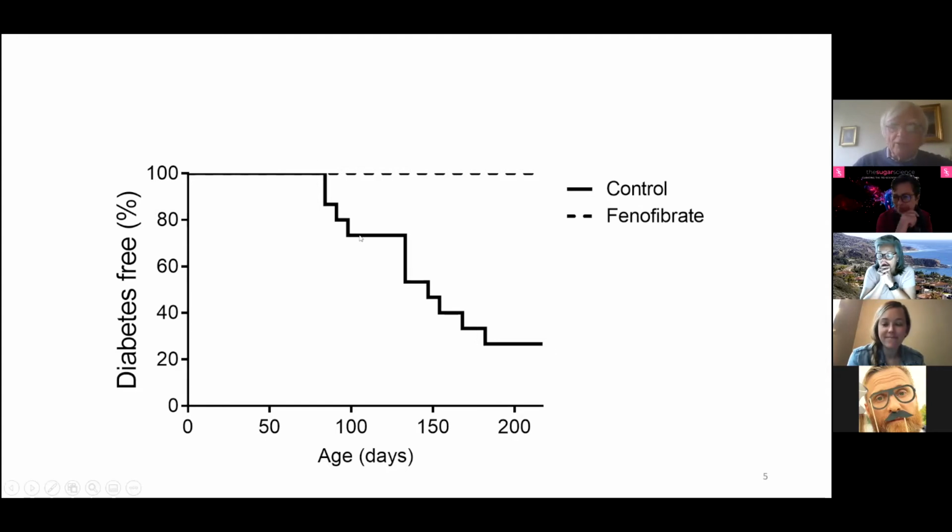And you can see within 200 days, about two thirds of them, it varies a bit, develop type 1 diabetes. But if you gave these mice fenofibrate in their diet, then none of them developed type 1 diabetes, really none of them. And that is like a miracle, so to speak. Usually there is a difference between the two curves, but here none of the treated mice developed type 1 diabetes.